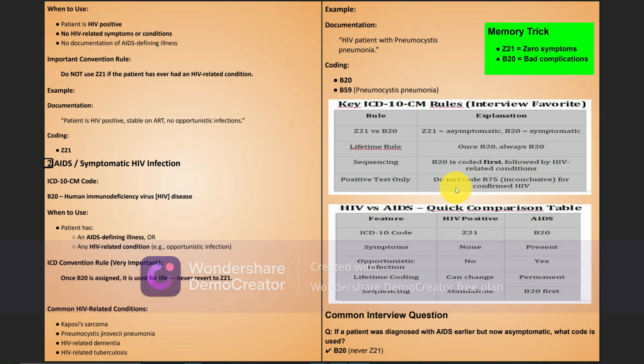Positive test only: do not code R75. R75 is for inconclusive results, not for confirmed HIV. That is when we use that code.